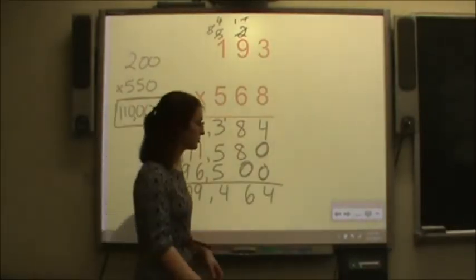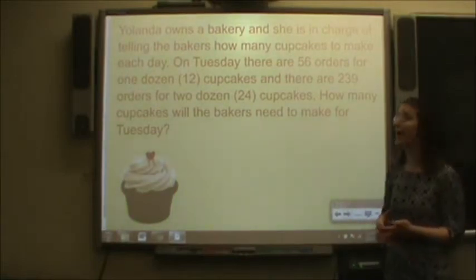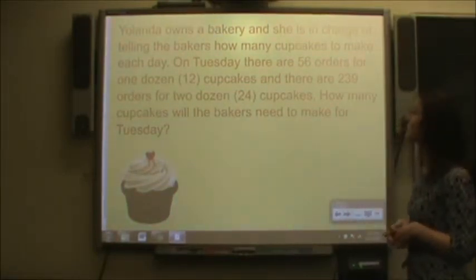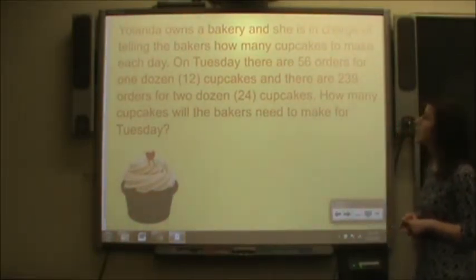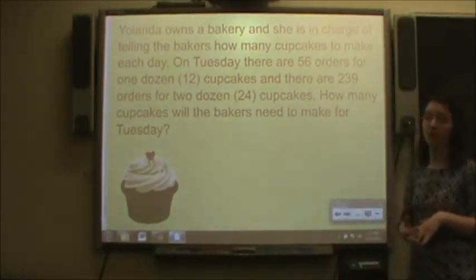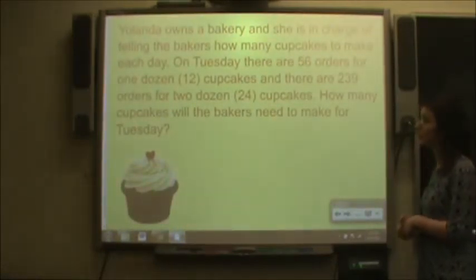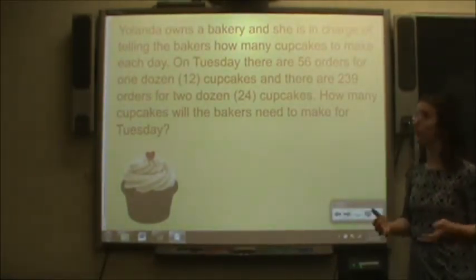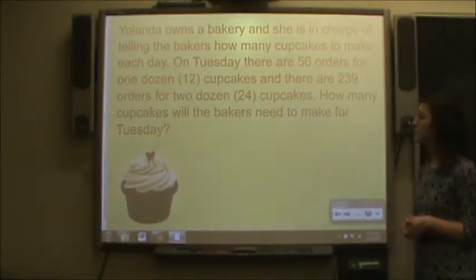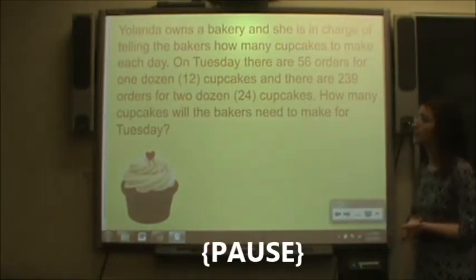We're going to try one word problem now. And you're going to solve it using the traditional algorithm. So Yolanda owns a bakery and she is in charge of telling the bakers how many cupcakes to make each day. On Tuesday, there are 56 orders for 1 dozen, which is 12 cupcakes, and there are 239 orders for 2 dozen, or 24 cupcakes. How many cupcakes will the bakers need to make for Tuesday? So pause your video and try to solve that now.